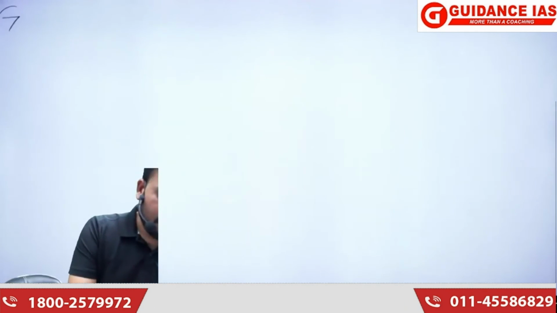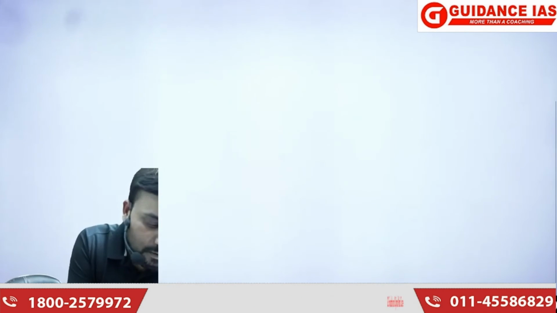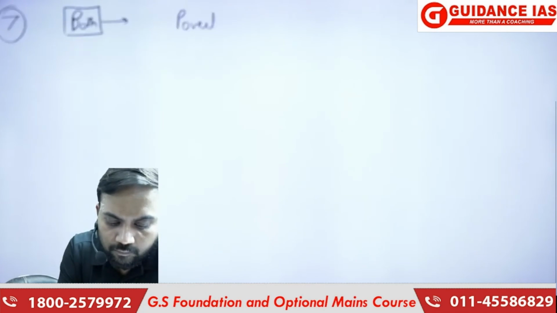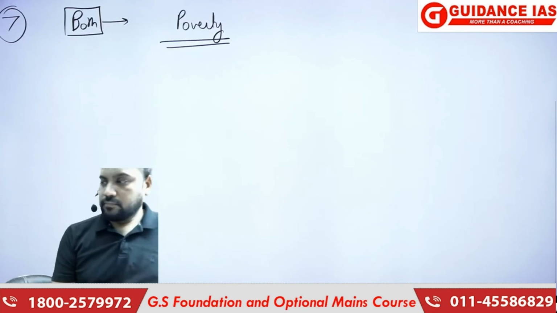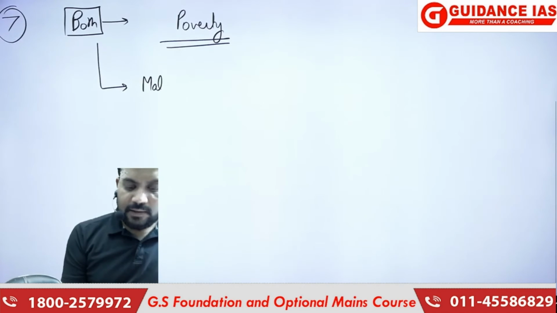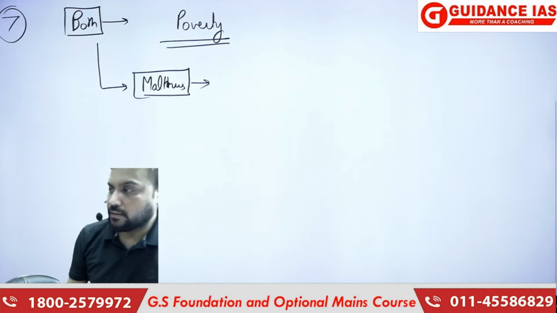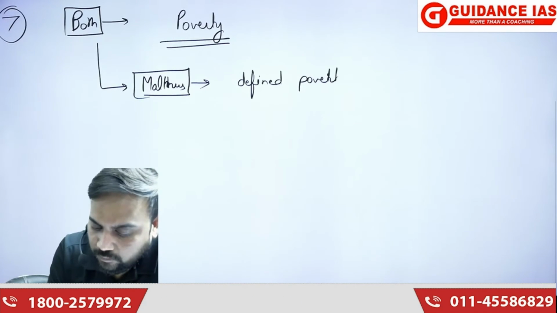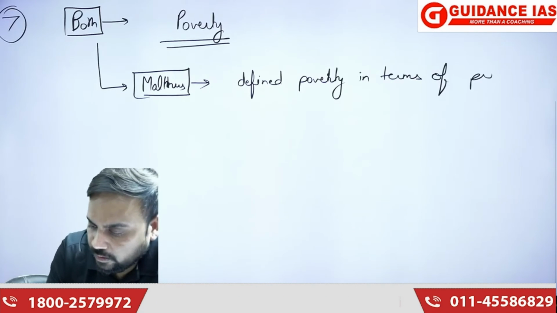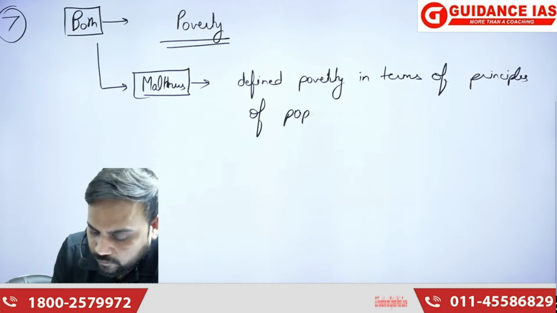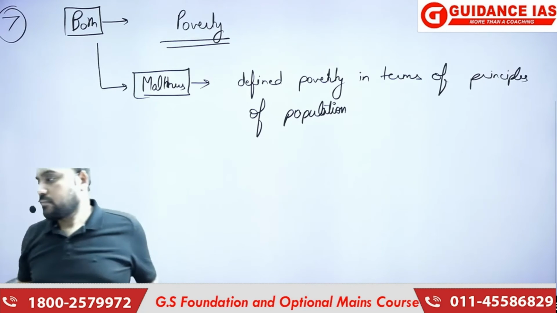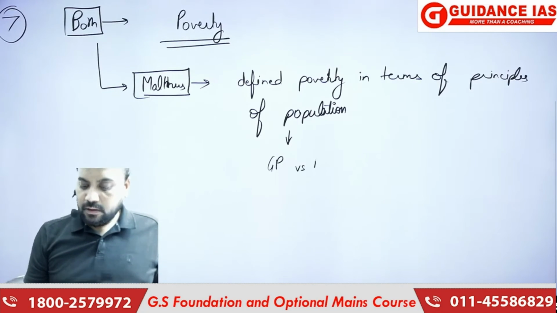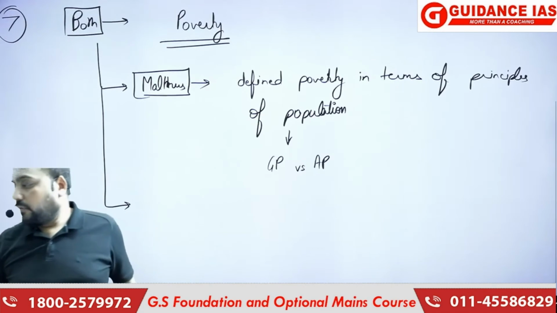Then coming to the concept of poverty. Both of them have recognized the prevalence of poverty. But when it comes to poverty, Malthus defined poverty in terms of principles of population. And you know, it was the outcome of what? It was the outcome of the geometric progression versus arithmetic progression. So that was the way in which poverty arose.